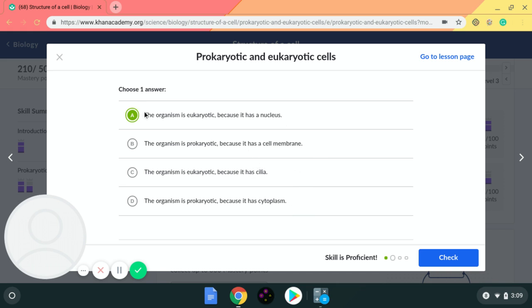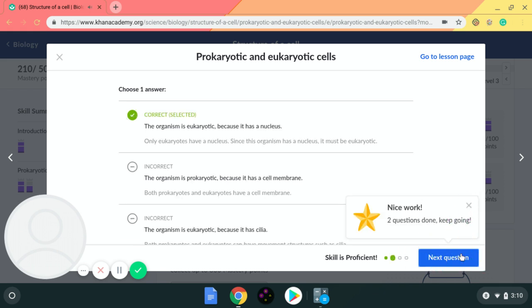So let's go over the other choices really quick. The organism is prokaryotic because it has a cell membrane. All cells have membranes. Therefore, that's a no. C, the organism is eukaryotic because it has cilia. Both types can have this as well. The organism is prokaryotic because it has cytoplasm. All cells have cytoplasm. So, A.